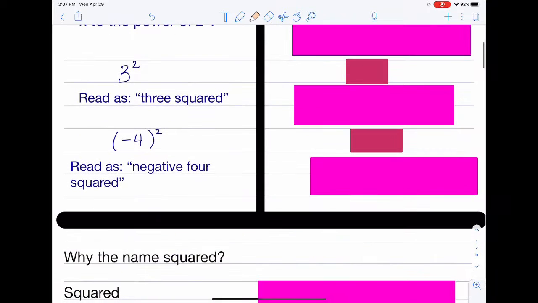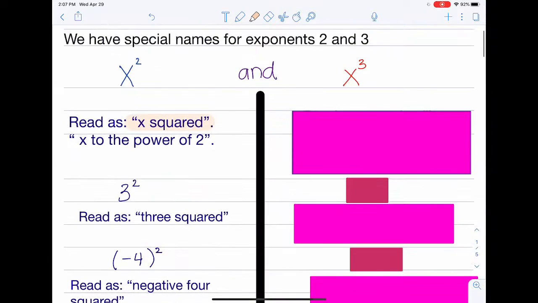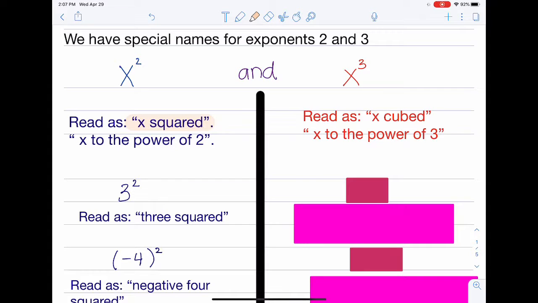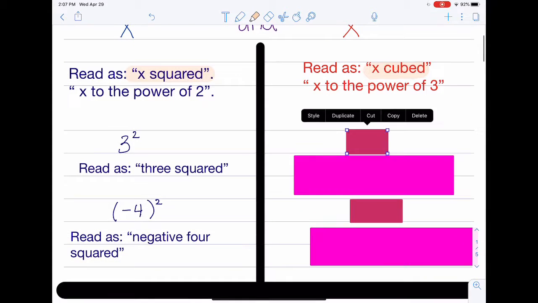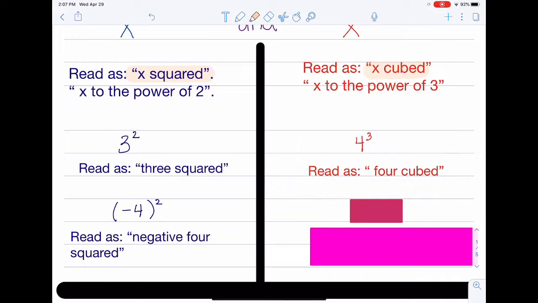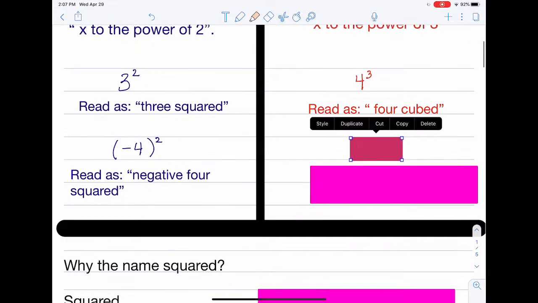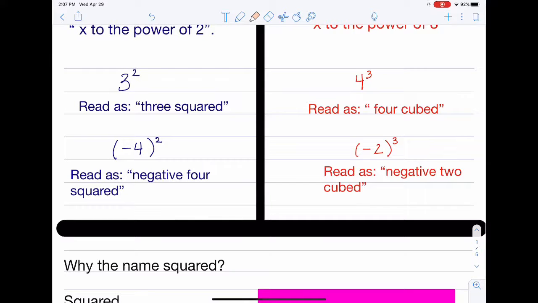We're going to be talking more about why the name squared, but I just also want to quickly show you guys that this exponent of 3 also can be read in a special way. It could be read as x cubed. And we typically read this as x to the power of 3. So I'm just going to give you a few examples. 4 to the power of 3 can now be read as 4 cubed. And -2 to the power of 3 can now be read as -2 cubed. Okay, so notice how these are just special names we give them.